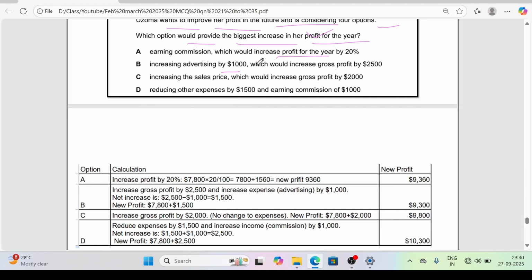Here they said increasing advertising by 1,000, which increases gross profit by 2,000. So gross profit increases by 2000 and advertising expenses increase by 1000. What will happen to the net? Net increase is 2000 minus 1000, 1000. So the new profit will be 7800 plus 1000. In that case, only 8800 new profit will be generated.